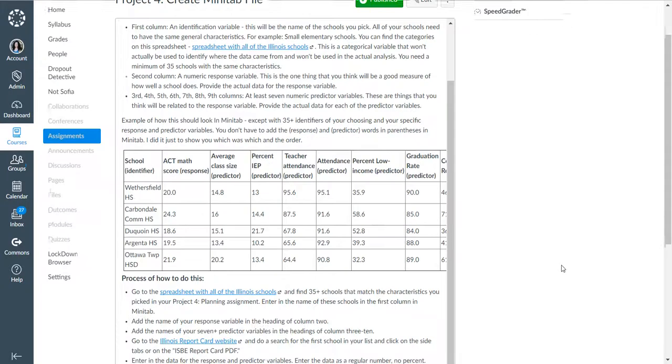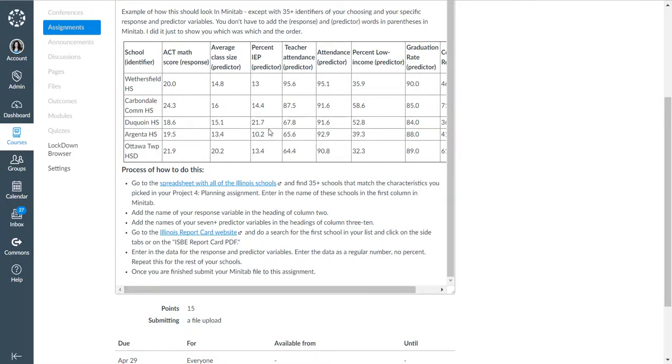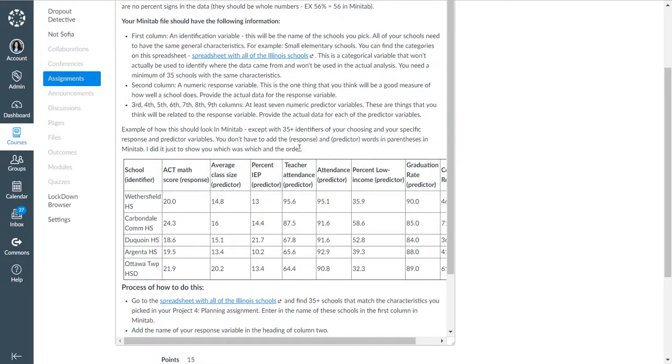And then you will have seven, and that's kind of going off the page, but trust me, there's seven predictor variables. I didn't put predictor there, but that is a predictor variable right there. Notice you have that as a percentage, but without the actual percentage sign. And what you're going to do is pick your schools.